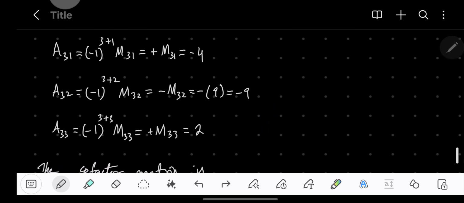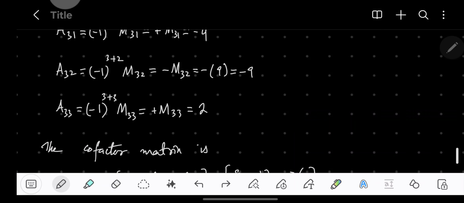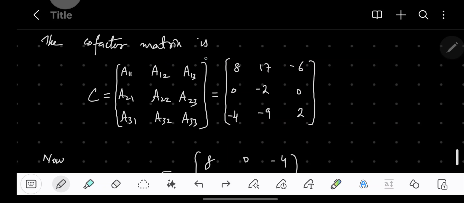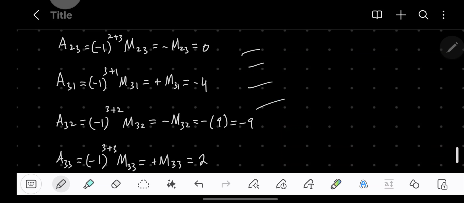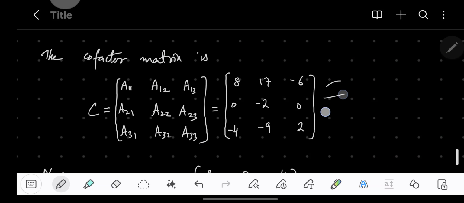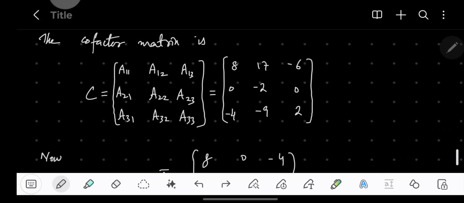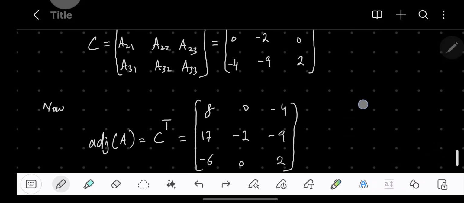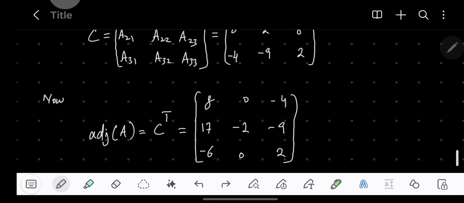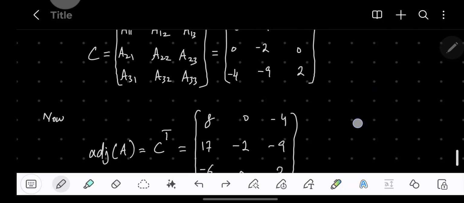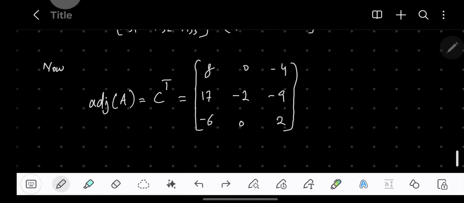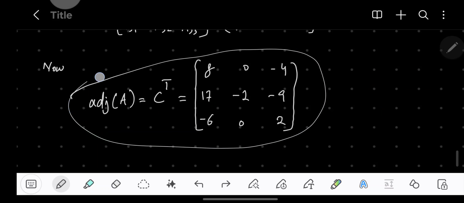Once we find all of the cofactors, we will write the matrix of cofactors. The matrix of cofactors can be written in this way. Since we have found all of the values above, we will put all of the values here in this matrix, which is called the matrix of cofactors. Once we have found it, then is the turn for the adjoint of the matrix, which is nothing but the transpose of the matrix of cofactors. If you take the transpose of the cofactor matrix, you will end up with the adjoint of the matrix.